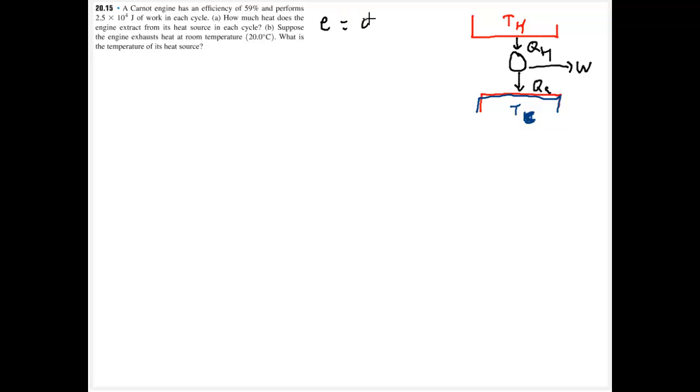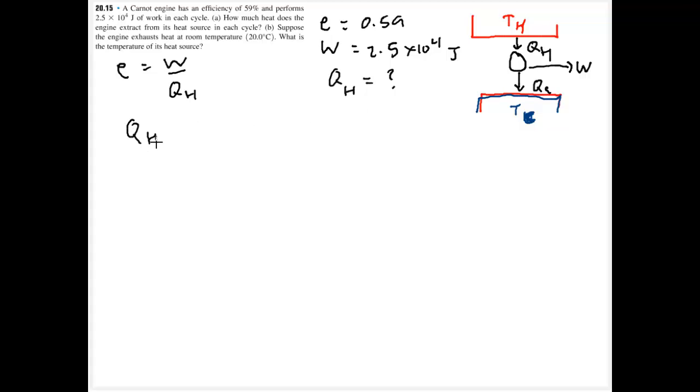I know that the efficiency is 0.59, 59%, and I know that the amount of work done is going to be 2.5 times 10 to the 4th joules, and the efficiency is related to the work as well as the heat that it pulls from the hot reservoir, just simply as such. I'm asked to solve for this amount of heat it pulls from the hot reservoir.